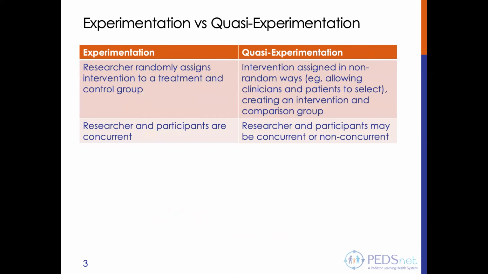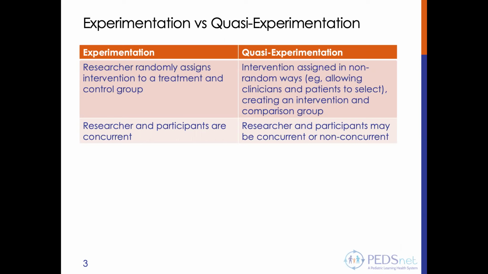The first approach for thinking about trials that I'd like you to consider is the distinction between experimentation and quasi-experimentation. Now, the experimental clinical trial is one in which the researcher deliberately, and embedded within a protocol, randomizes or randomly assigns patients or participants to an intervention group and to a control group. In this case, the researcher and the participant are concurrent. They're moving forward in time together.